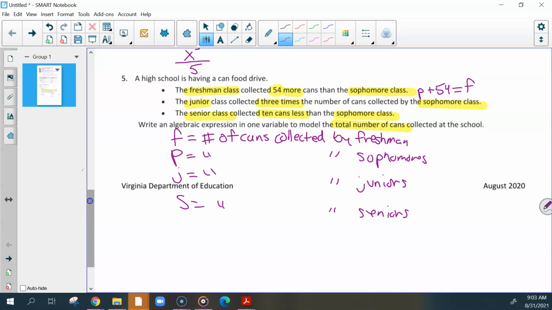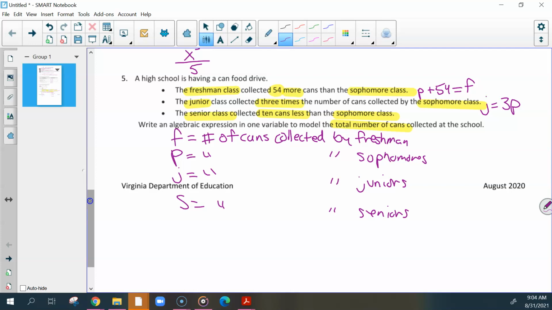What about for the junior class? Okay. U times 3 equals J. So J equals 3P for mine. If you have different letters, that's fine. I saw Lee and I saw Lily. Sorry, I confused your names in my mind.